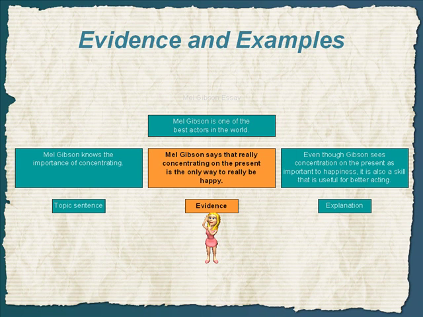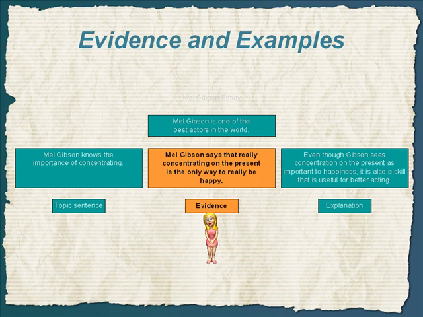The quote I've just used actually suggests more about his life philosophy than his acting. So how could I turn it into something that would support him as an actor? Well, I've decided to paraphrase it into Mel Gibson says that really concentrating on the present is the only way to be really happy. And that's a bit tenuous, I think.